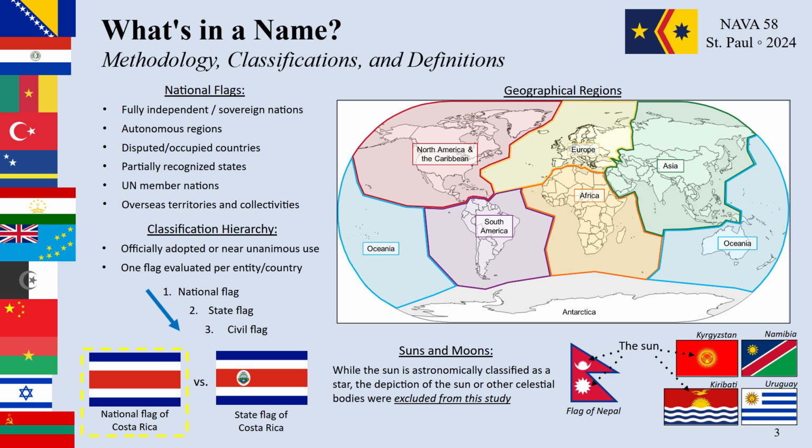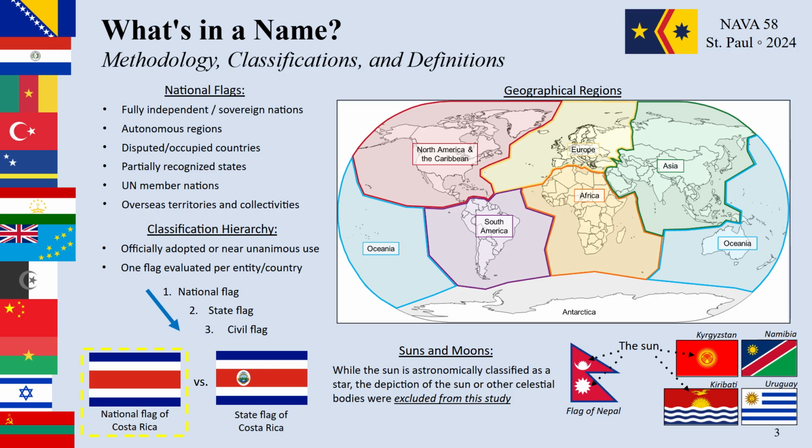In geographical terms, I use these classifications and colors throughout. So red for North America and the Caribbean, which includes Central America, blue for Oceania, purple South America, orange for Africa, yellow for Europe, green for Asia, which includes the Middle East, and I already talked about blue for Oceania.